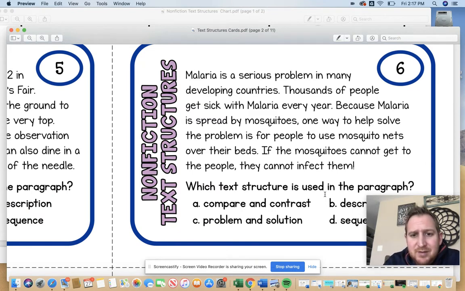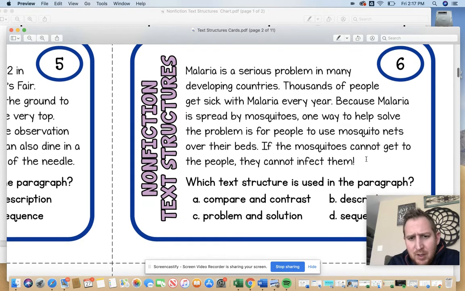Number 6, malaria is a serious problem in many developing countries. Thousands of people get sick with malaria every year. Because malaria is spread by mosquitoes, one way to help solve the problem is for people to use mosquito nets over their beds. If mosquitoes cannot get to the people, they cannot infect them. So this one we're kind of helped out because it keeps talking about a serious problem. But we also realize that there is a solution that they give, the mosquito nets. So the structure is problem and solution.